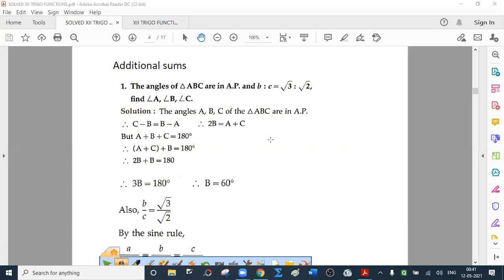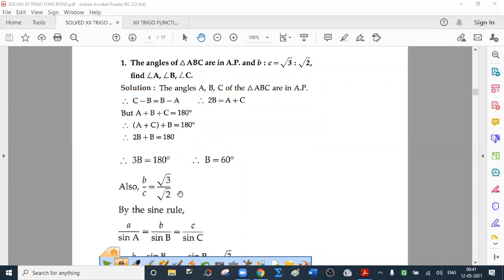Now, angles of triangle ABC are in AP. What do you mean by an arithmetic progression? If the difference between two consecutive terms is constant, then the terms are said to be in arithmetic progression, right? So C minus B is B minus A. So 2B is A plus C. But sum of all angles of a triangle is 180 degrees. So that gives me 2B plus B is 180, that is 3B is 180 degrees. So B equals 60 degrees.